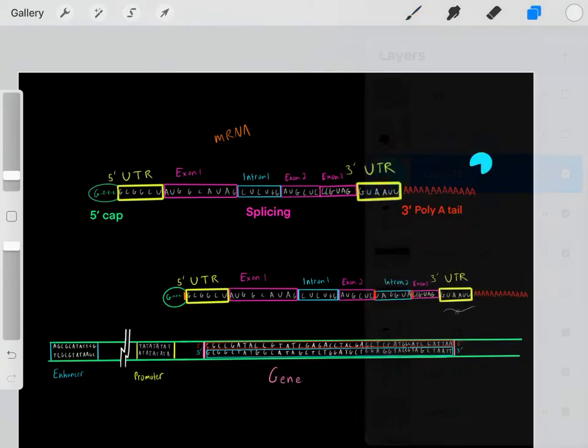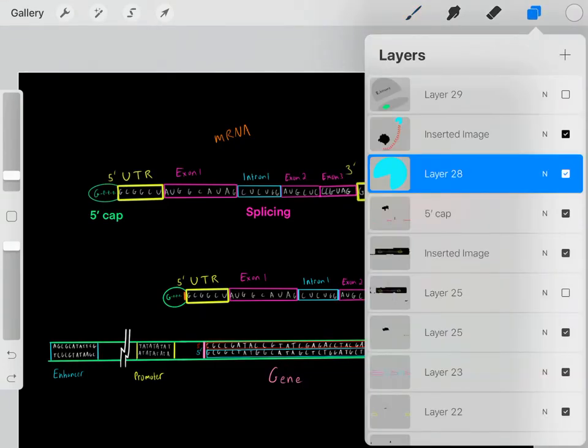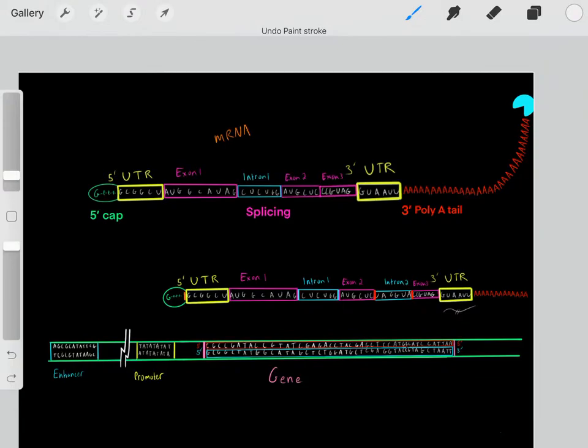But you might wonder, why do we have this poly A tail? Well, once this mRNA enters the cytoplasm, there are exonuclease enzymes which are degrading this mRNA from the 3' side, cleaving off one base at a time. However, if we have a very long poly A tail, it will take a long time for this enzyme to chop off enough bases to start getting into the coding region.